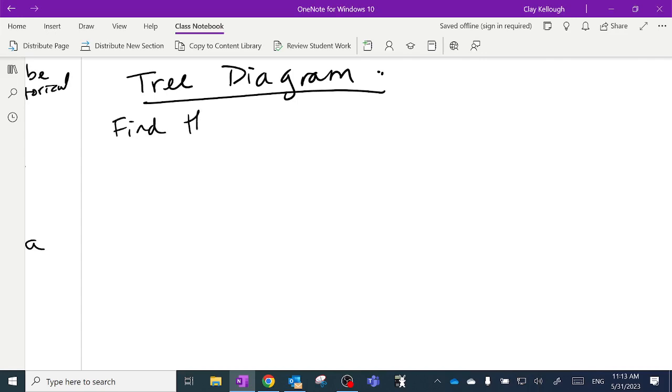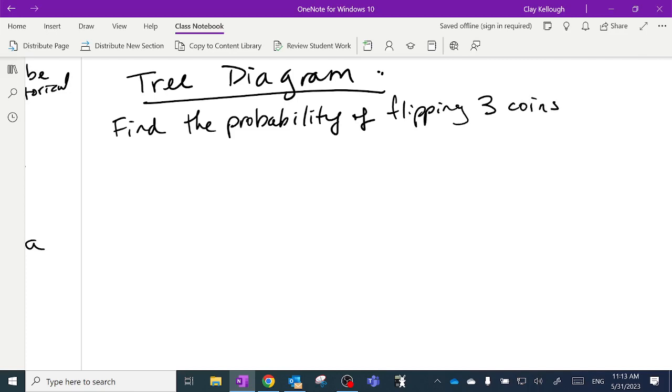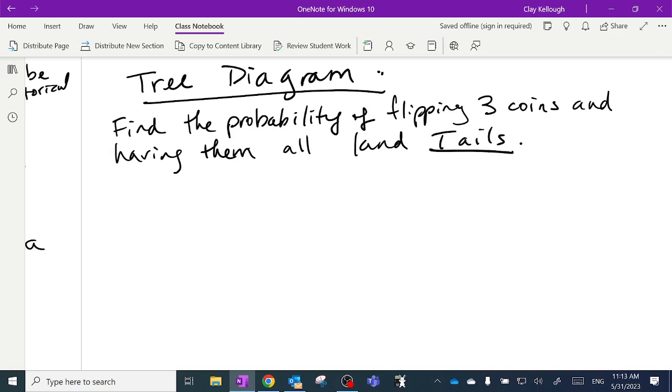Find the probability of flipping 3 coins and having them all land tails. Ooh, what do you think? Well, I'm going to start by flipping the first coin.